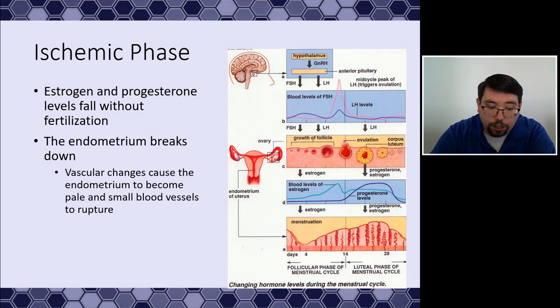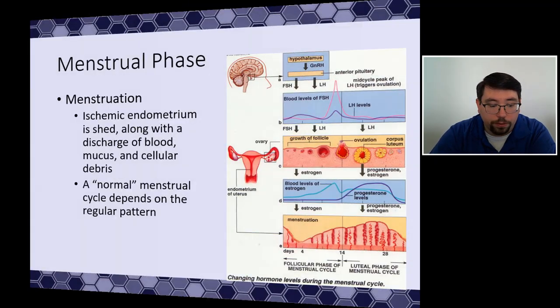Now, if fertilization does not occur, that takes us to the ischemic phase. If fertilization doesn't occur, estrogen and progesterone levels are going to fall off, and that's going to lead to a number of vascular changes. Those vascular changes cause the endometrium to become pale, and small blood vessels begin to actually rupture, and that leads us into the next phase, which is the menstrual phase.